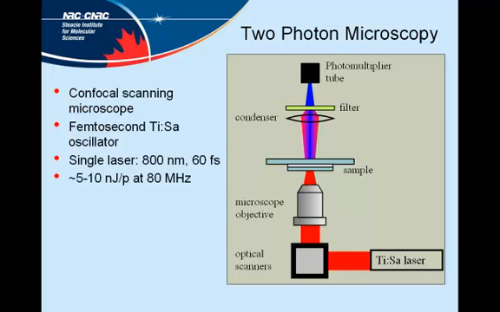So this is a cartoon of a two-photon microscope, let's say second harmonic generation. What you would do is you have a femtosecond laser and you raster scan across the sample and you collect, in this case, the second harmonic light.